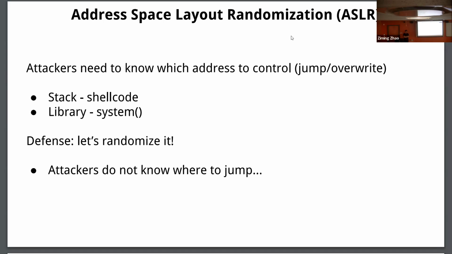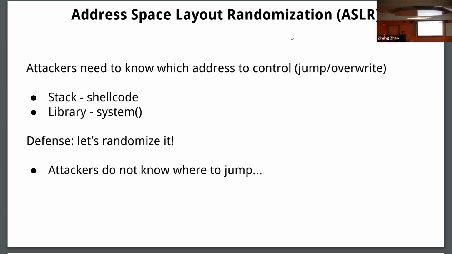So that's why we have return-to-libc attacks. The defense here is very simple. The attackers need to know the address where they jump to. Then we randomize that address at runtime. So every time the attacker runs a new program, attacks a new program, they will have a different address, right? So we randomize that.